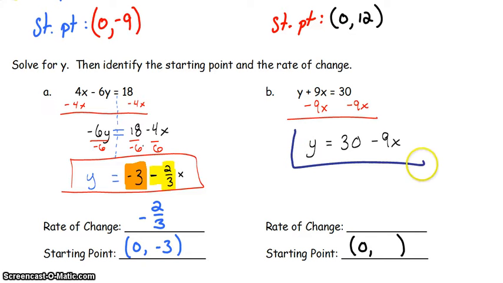So, function form, y equals 30 minus 9x, which means your rate of change in this case is -9. That's what you're multiplying x by. And your starting point is (0, 30). That's your constant term here.